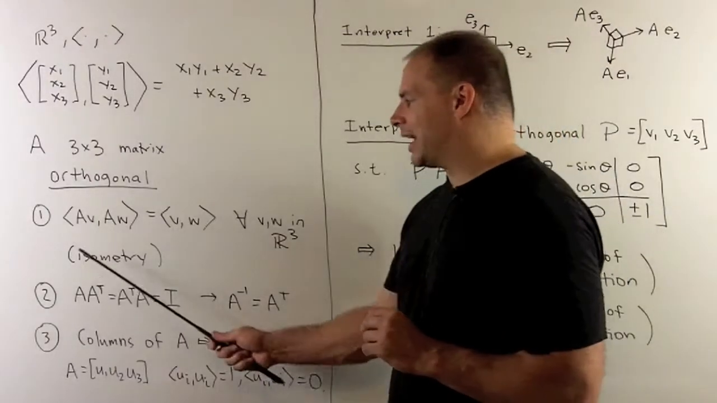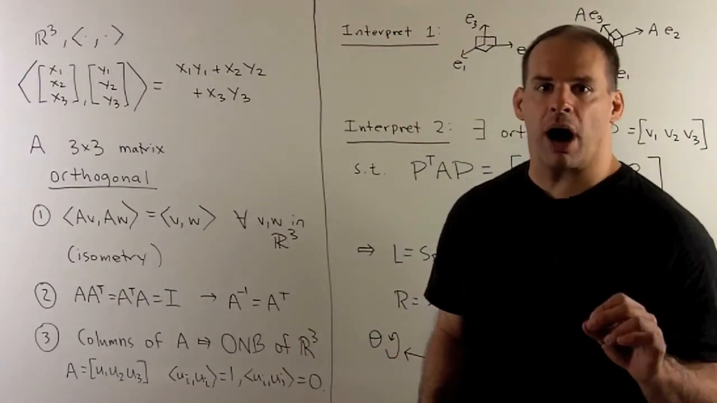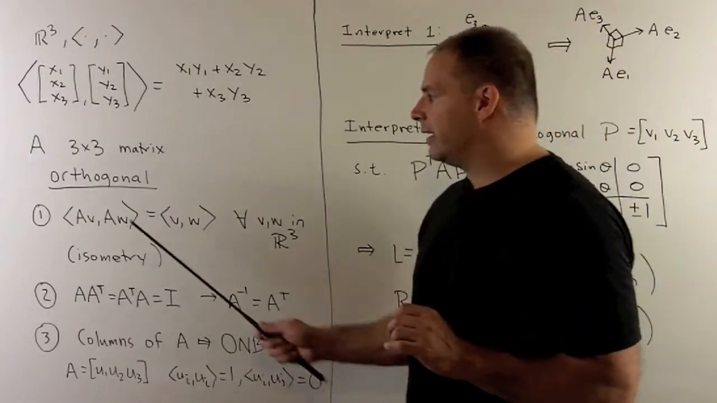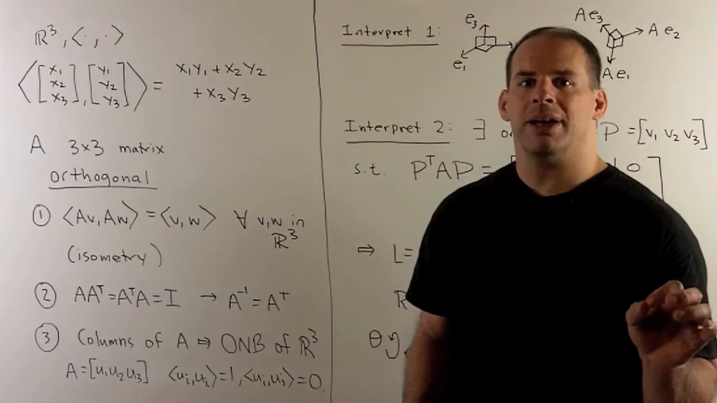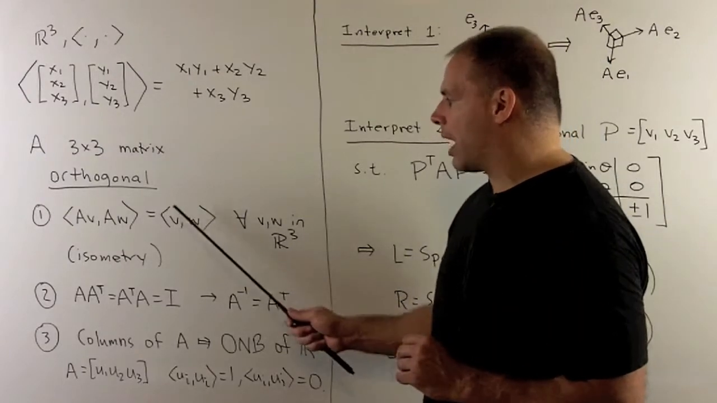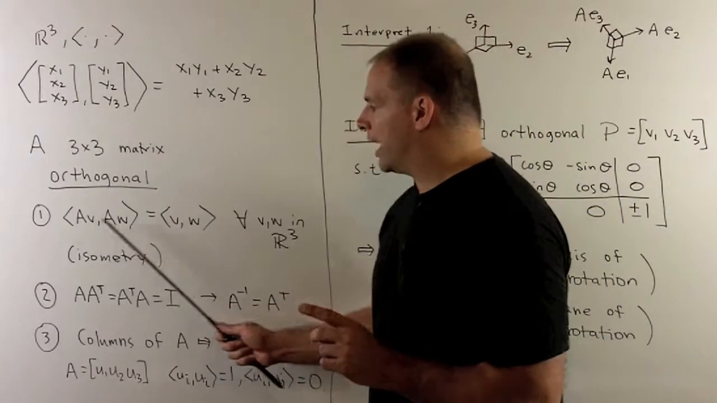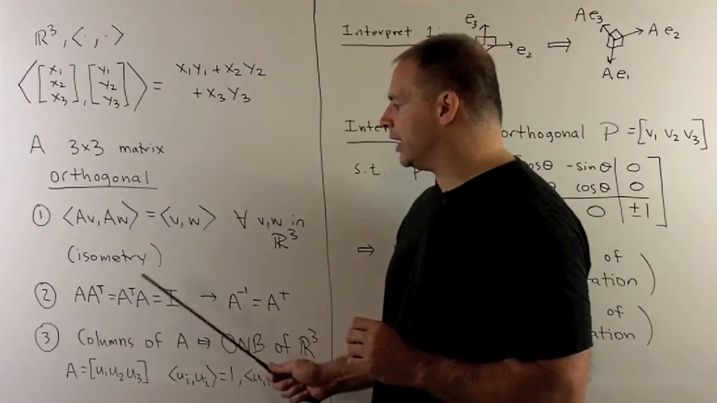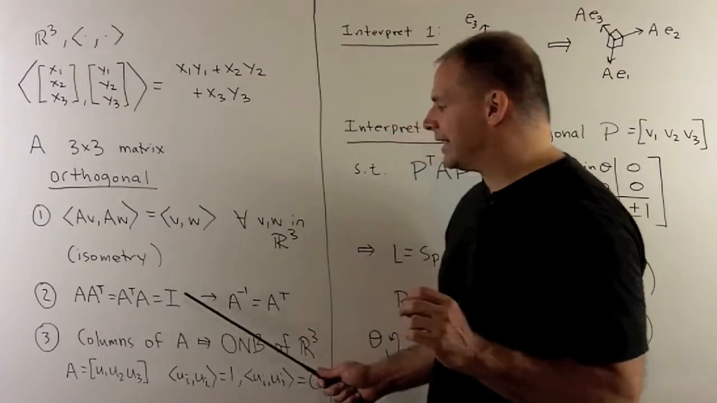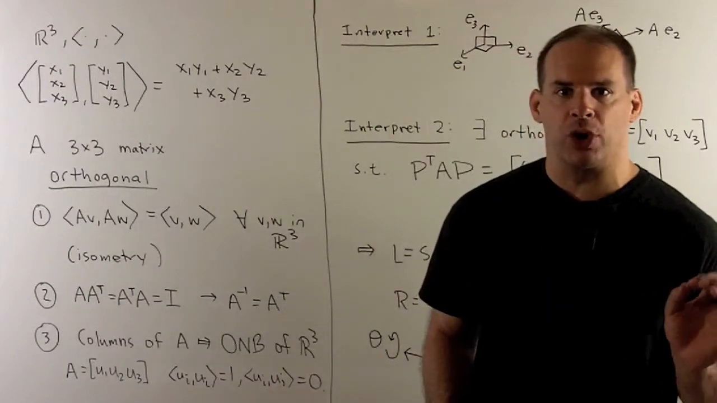First, A is an isometry, which just means A preserves the standard inner product. So if I take V and W, I apply A, take the inner product, that's the same as if we just took the inner product of V and W. Now, we could translate this to the equations AA transpose equals A transpose A equals the identity matrix. So that means the inverse of A is equal to A transpose.